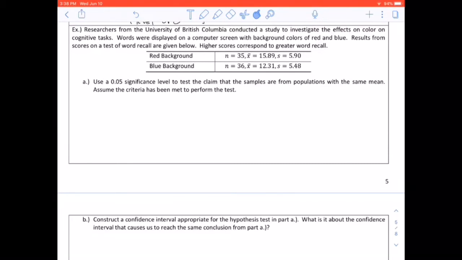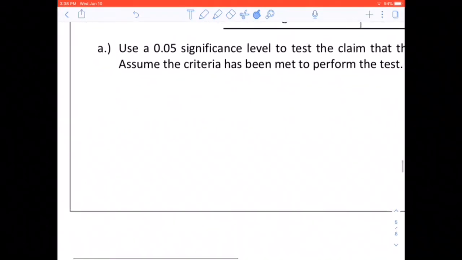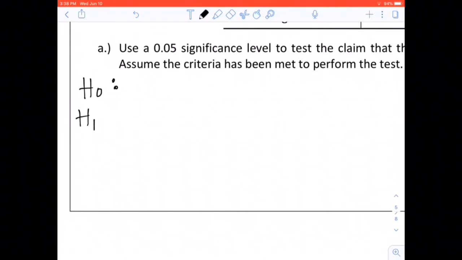So first thing we need to do is set up our null and our alternative hypotheses. So H naught and H1. It's asking to test the claim that the samples are from populations with the same mean. So that means our null and our alternative are talking about means. We have two sets of data. And I'm going to go ahead and put not equals to. And equals to, again, is always for my null. Not equal to because it's testing to see if they're the same, and so the opposite of that would be not equal to.